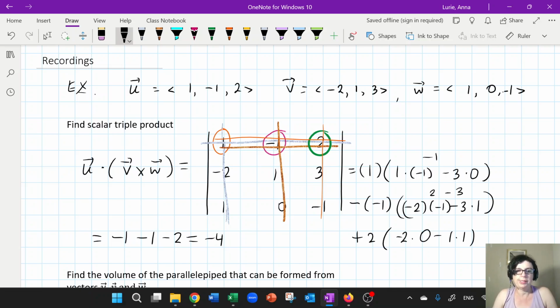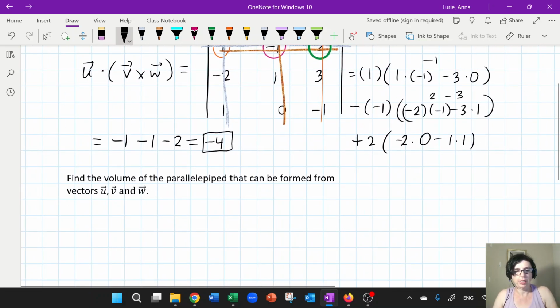So from the word scalar triple product, you can hear the word scalar, right? And scalar is a number. So remember that scalar triple product is just a number. There are no i, j, k, no components. This is just a number, and could be a positive number, negative number, 0, whatever.